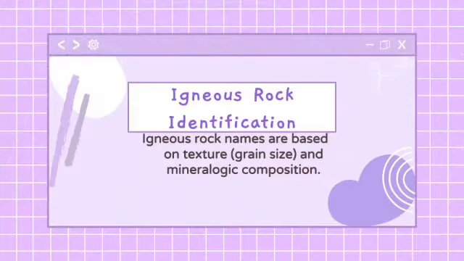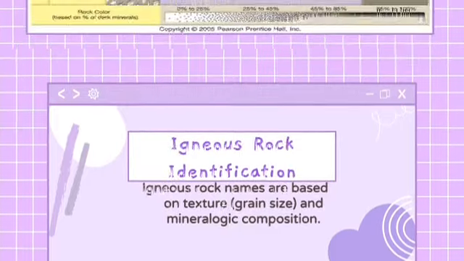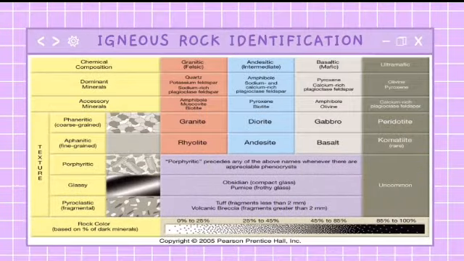Now, let's go to the next topic. Igneous rock identification. Did you know that igneous rock names are based on texture, or the grain size, and their mineralogic composition? So, we have a table here. As you can see in the table, if the texture is phaneritic or coarse-grained, and the chemical composition is granitic or felsic, the name of the rock is granite.